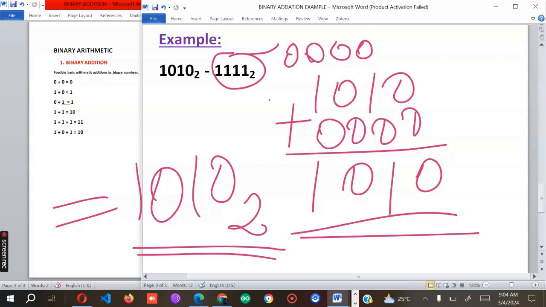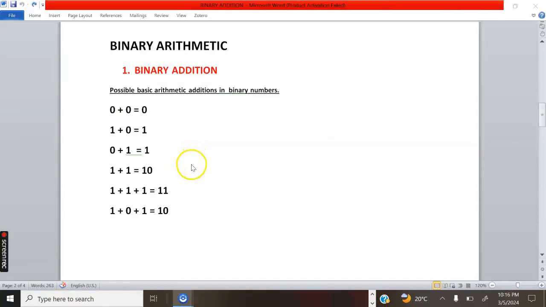So in our next lesson, we will cover subtraction using the two's complement. In case you are having any challenge with any particular number, you can write it down in the comment section. I will get back to you. You need to get yourself conversant with addition so that you can apply the same methods to do the subtraction. So these are the most basic arithmetic additions in binary.